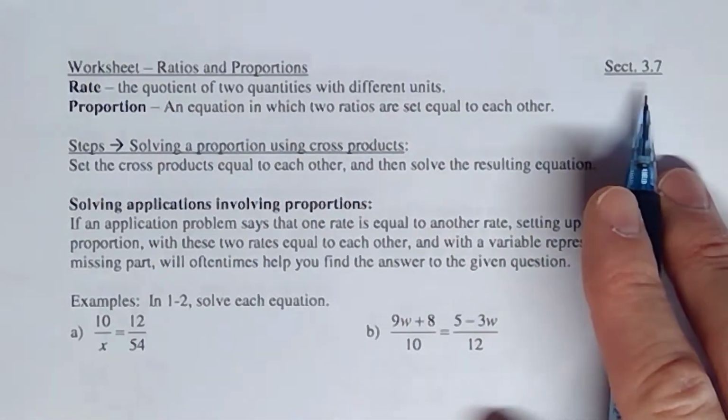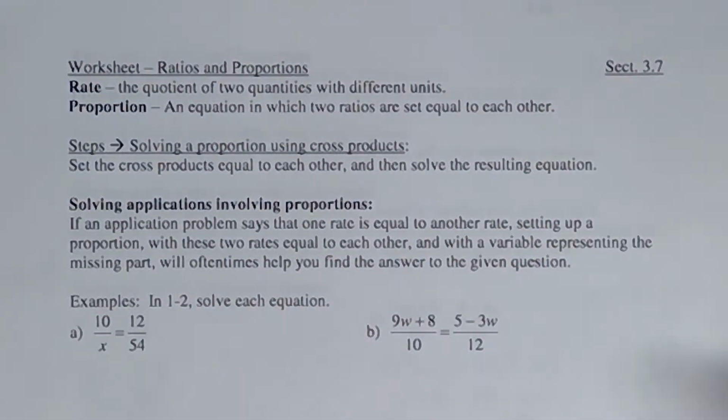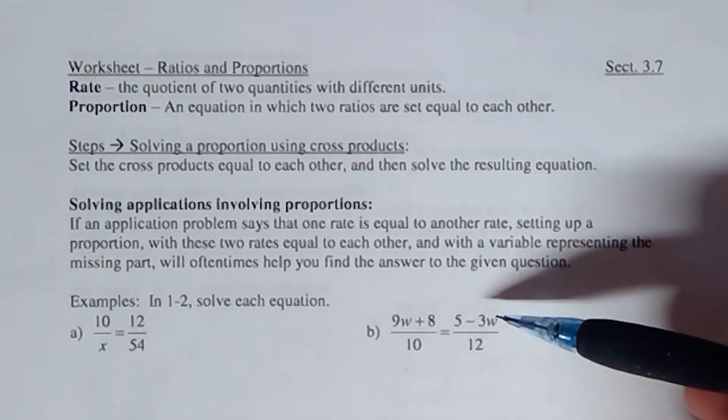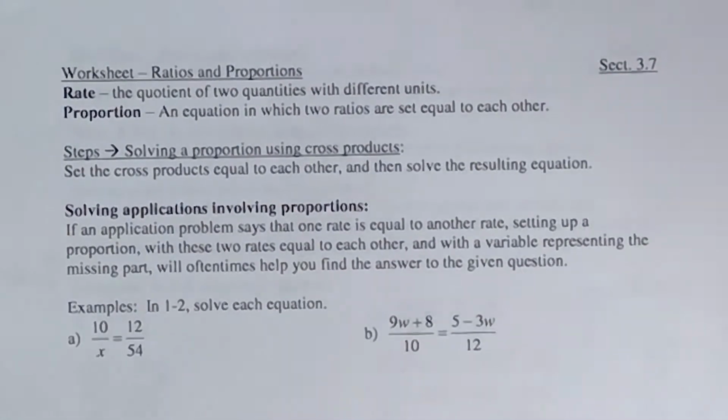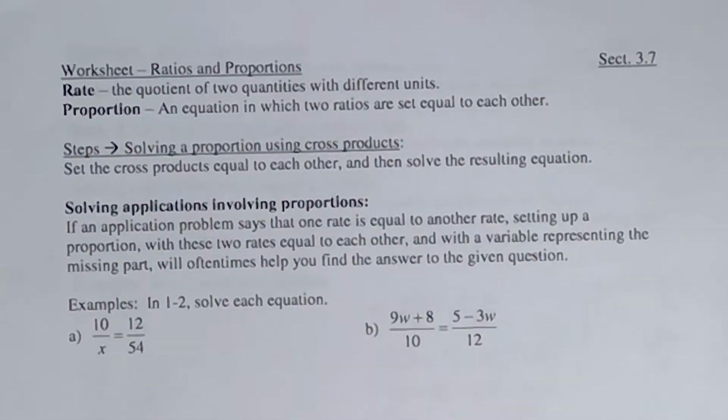Our first section is section 3.7. We're going to start out in this section by revisiting something that we've seen before a little bit, and that is fraction equations. And we have a special version of that that will actually be a little bit easier than a lot of the fraction equations we saw before. We'll start out with that.